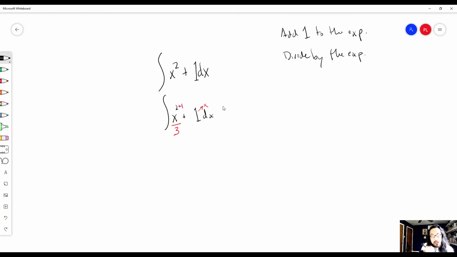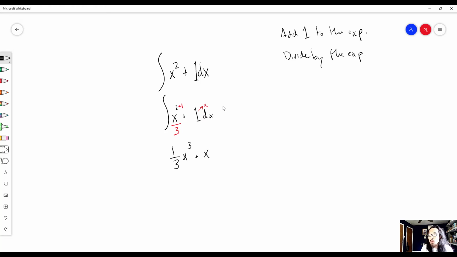In the next line, I'm going to clean this up. This is something that I like to do. Even though this is all over 3, I like to have it by itself, so I know that this is being multiplied by a third. So 1 third times x to the third, since 2 plus 1 is 3, plus the integral of just dx, which would just be x. And that will be our integral.